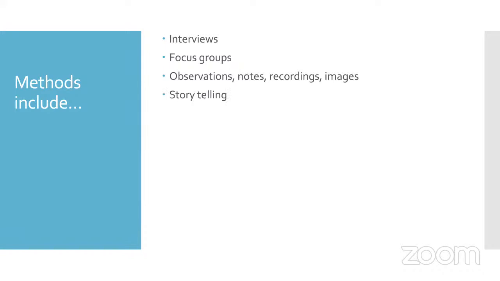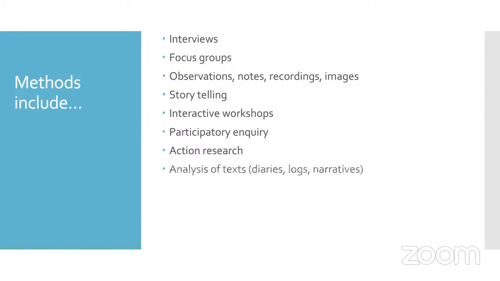So the types of methods you would use to undertake qualitative research would be interviews, focus groups, observations, notes, recordings, or images. So that would be more ethnographic. Storytelling, so getting people to narrate stories of their lives or their perspectives. Interactive workshops, so you can do qualitative research by interacting with groups of people. Participatory inquiry, this is a kind of extension of that, how you engage with people. Action research is another methodology that I'm mostly going to be focusing on today. And that really involves using research to inquire about certain circumstances and then look for solutions with the participants.